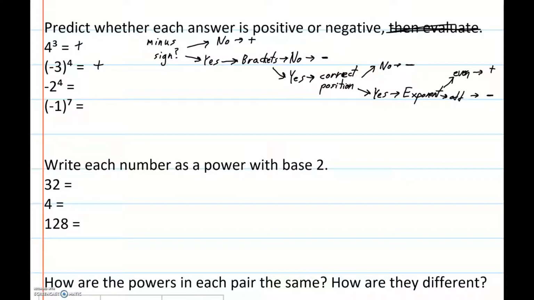Okay, let's try the next one. Is there a minus sign? Yes. Okay, are there brackets? No. Boom, we gotta stop. Negative. Okay, next one. Is there a minus sign? Yes. Okay, are there brackets? Yes. Are they in the correct position? Yes. Is there an exponent? Yes. Is it even or odd? It is odd, which gives us a negative.